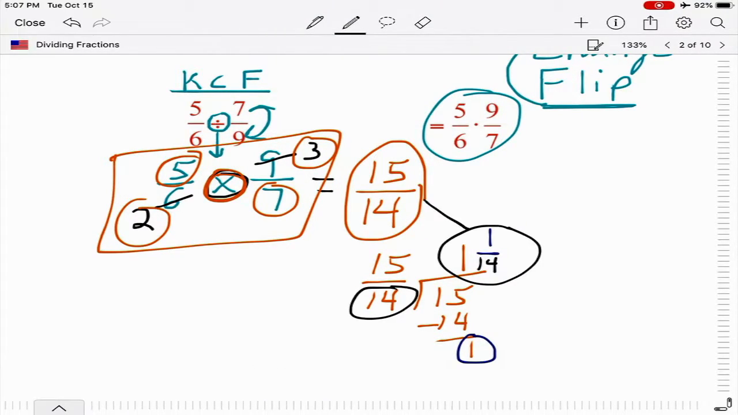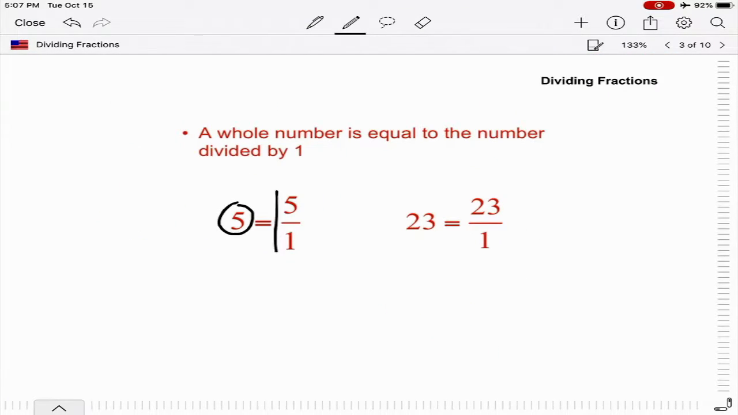So again, either one is correct. You can say the answer is 15/14, or you can say that the answer is 1 and 1/14. Either one's fine with me. Again, if they give you a whole number, just put it over 1.